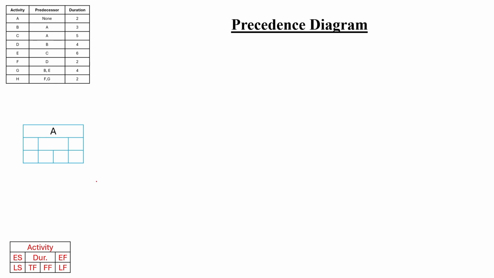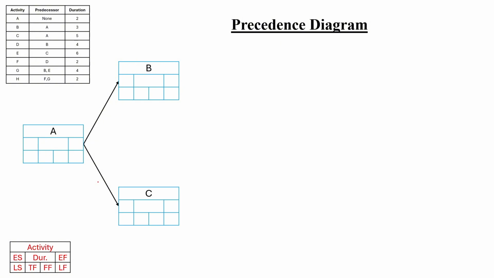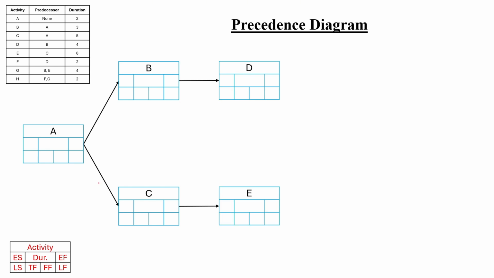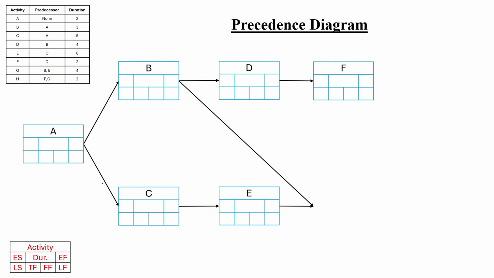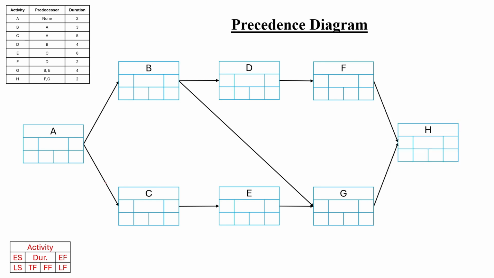We know that activity A is going to start first. Once the activity A is completed, activity B and activity C are going to start. Once activity B is completed, activity D will start. Similarly, once activity C is completed, activity E is starting. For activity F to start, activity D will have to be completed, and the successor of activities B and E is activity G. And once activities F and G are completed, activity H will start.